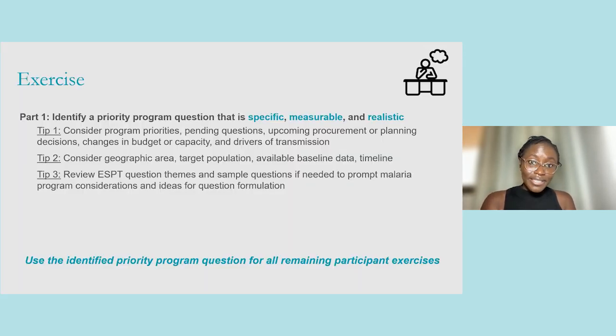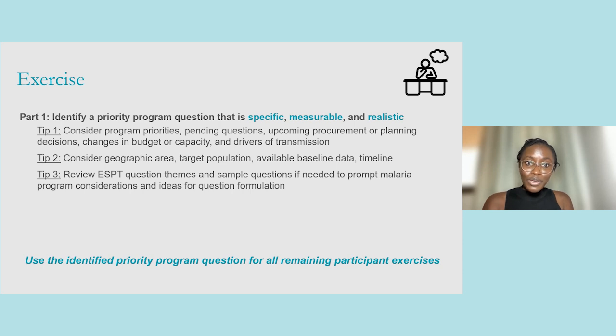For your first exercise, which you can do individually or in a small group, identify a priority program question that is specific, measurable, and realistic. Here are some tips before starting part 1 of the exercise, where you will formulate your question. Tip number 1, consider malaria program priorities and targets, pending questions, upcoming procurement or planning decisions, changes in budget or capacity, and drivers of malaria transmission.